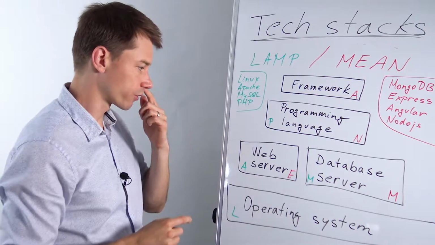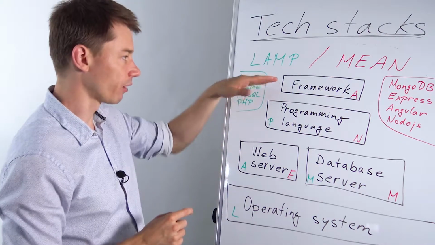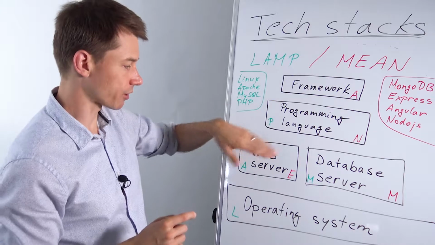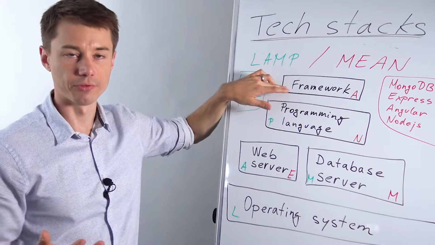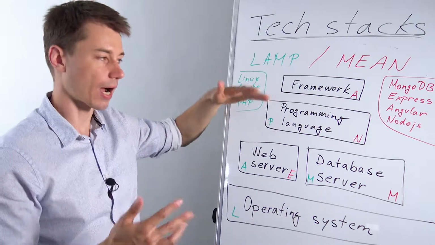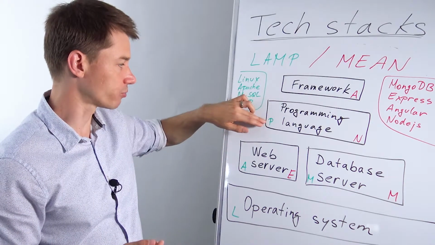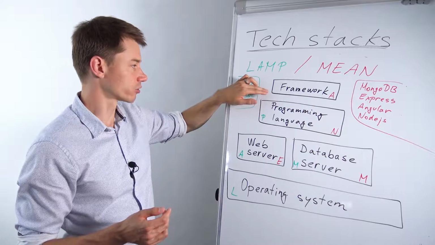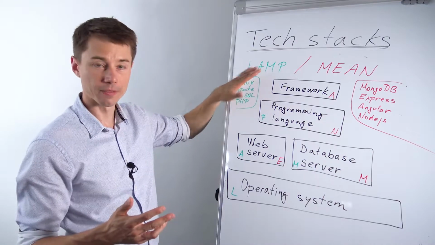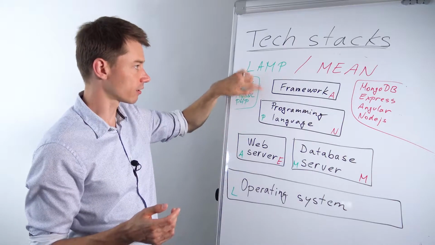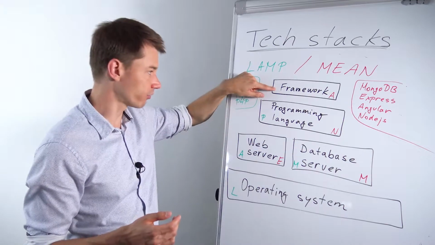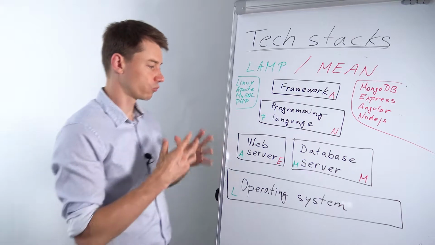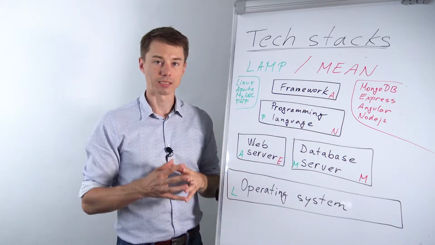So you could, for example, have LAMPL, like Linux, Apache, MySQL, PHP, Laravel. Laravel is these days one of the most hyped frameworks on PHP. It could also be Symfony. So you could have LAMPS, okay? So Linux, Apache, MySQL, PHP, Symfony framework. So that would be one of the most popular technical stacks.